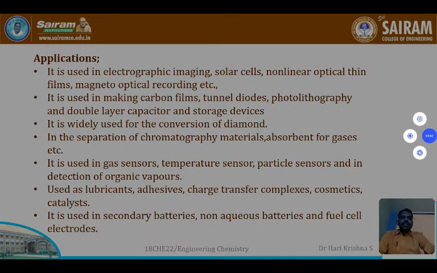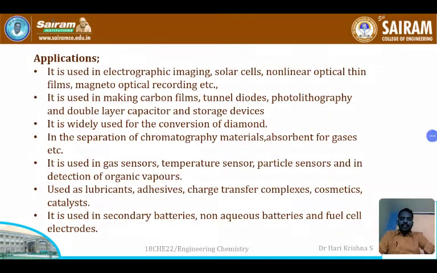Now let us see the applications of fullerenes. They are used in electrographic imaging, solar cells, non-linear optical thin films, magneto-optical recording, etc. These are general applications of all fullerenes, irrespective of carbon 60 or C78, C76, C80, etc. They are used in making carbon films, tunnel diodes, photolithography, double layer capacitors and storage devices. They are widely used for conversion to diamond. Diamond, you know diamond, right? They are used in the separation of chromatographic materials, as absorbents for gases, in gas sensors, temperature sensors, particle sensors, and reduction of organic vapors. Also used as a lubricant, adhesive, not adhesive like Fevicol, charge transfer complexes, cosmetics, catalysts, etc.